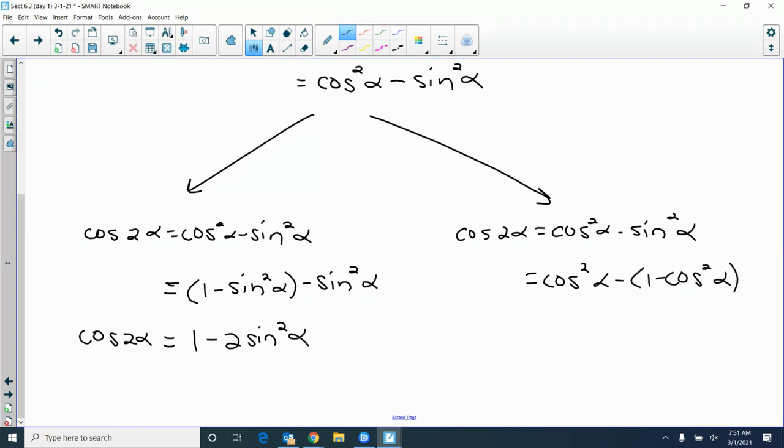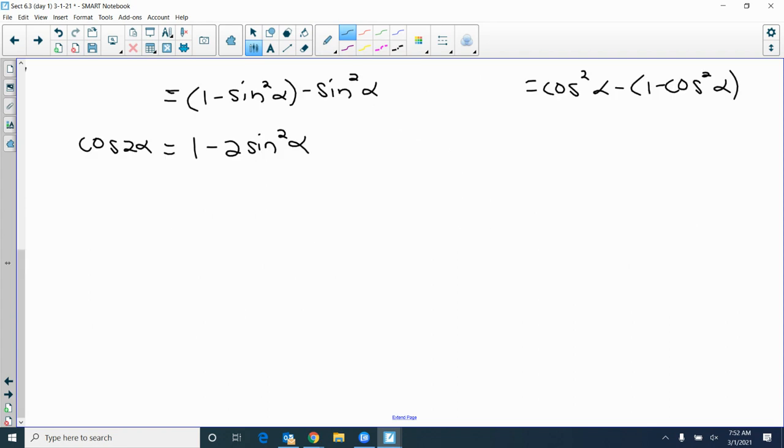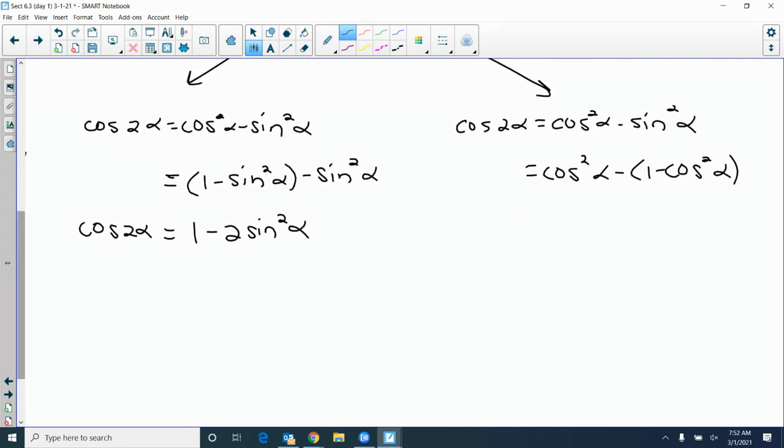Some people tend to forget this. You're still subtracting. When we substitute in a binomial, you got to put it in parentheses. You got to distribute that negative sign. So this now becomes cosine squared alpha minus 1 plus cosine squared alpha. And so when I'm done, I get 2 cosine squared alpha minus 1.